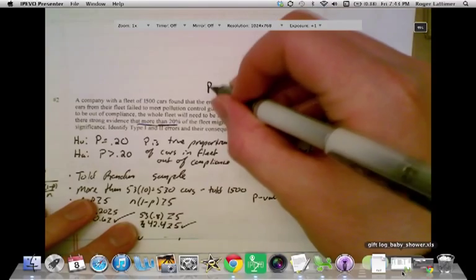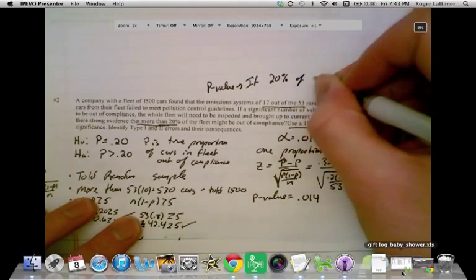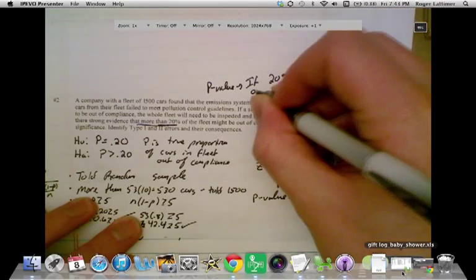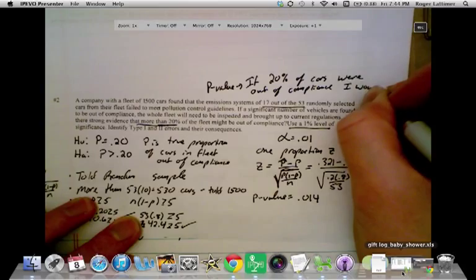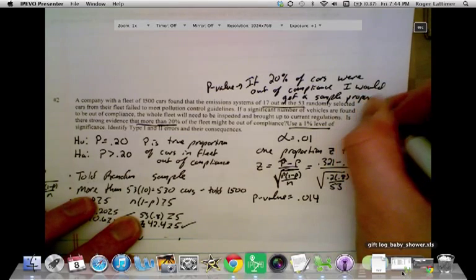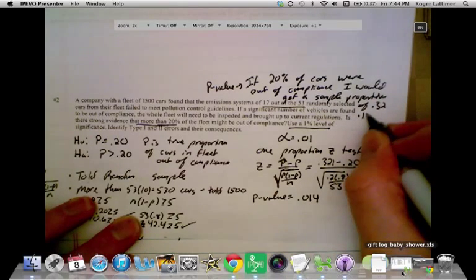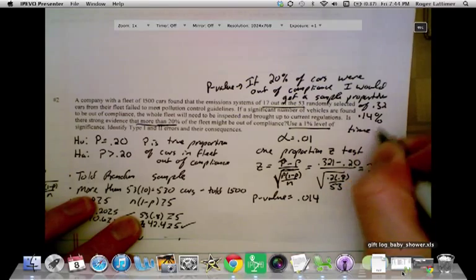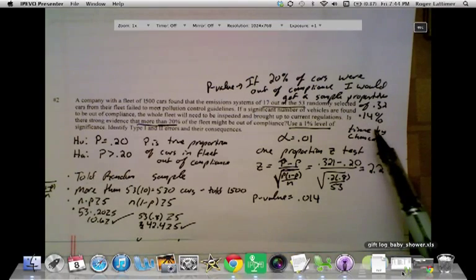The p value means if 20% of cars were out of compliance, I would get a sample proportion of 0.32, 0.14% of the time by chance. And notice that's very unlikely to happen. About 1 out of 100 times it happened just by chance.